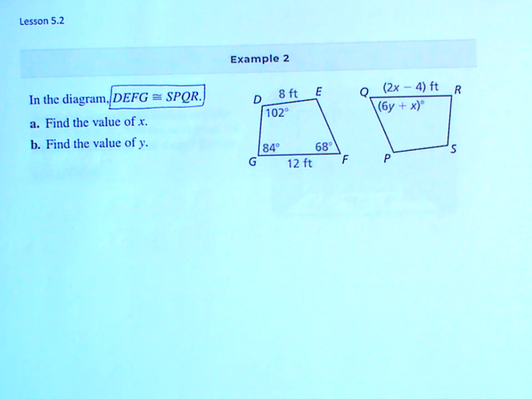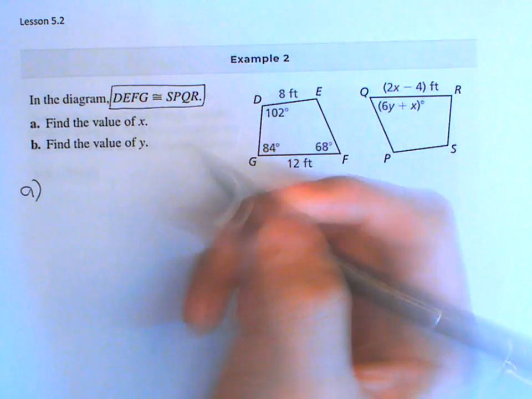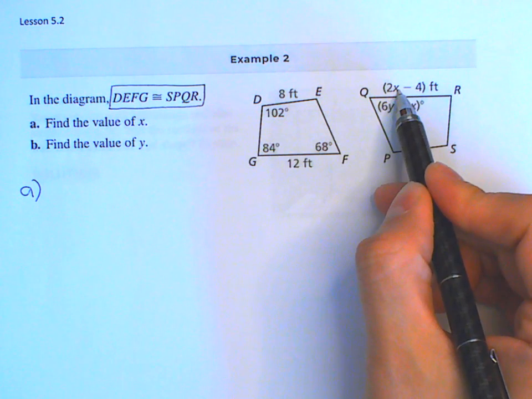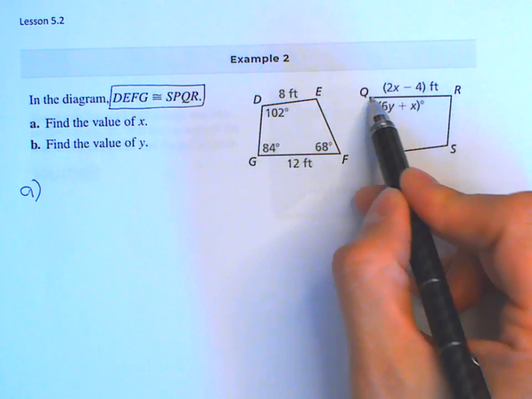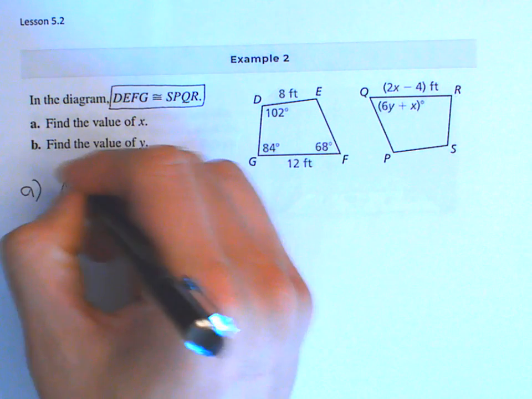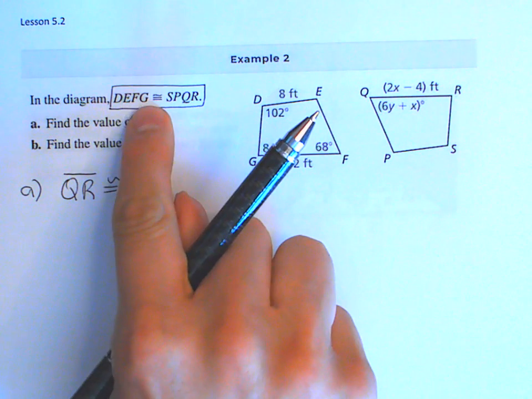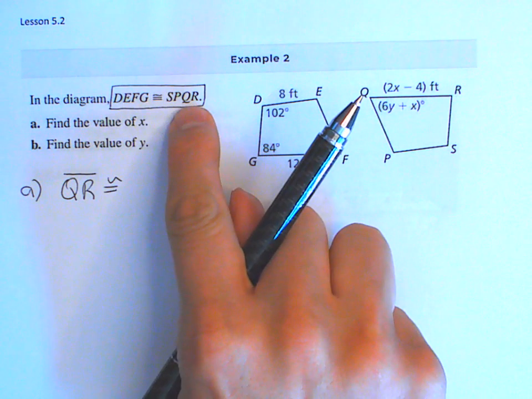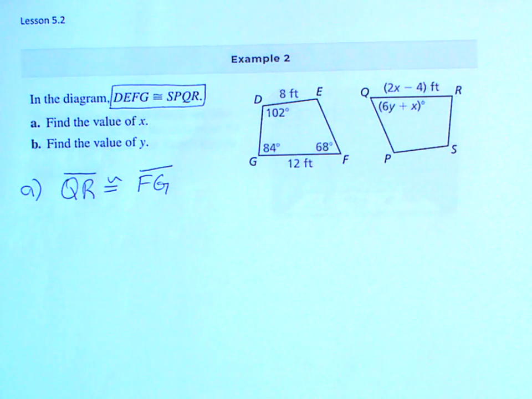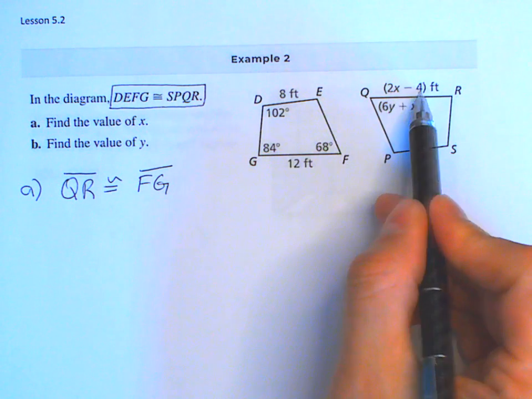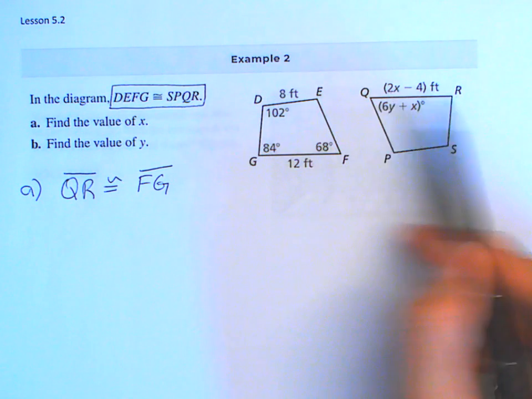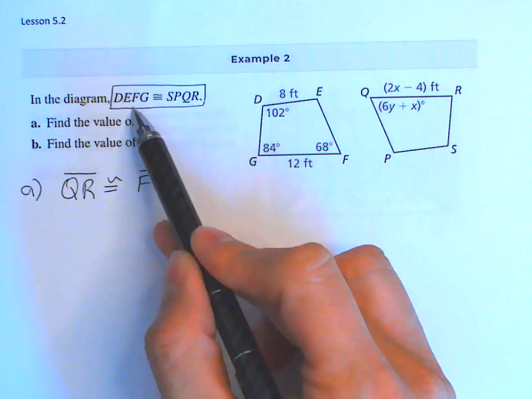Okay, so let's take a look at which one we want to solve first. It says find the value of x. So let's look at A first. So x here is in two different locations. It's in here and it's in here. So I'm going to look at this part right here. So here you have QR. Well, what segment is QR congruent to according to our congruent statement? Okay, QR is congruent to FG. So if you thought of equaling 2x minus 4 to the 8, you would have made a mistake. Always go by this. So here, QR is congruent to FG, which is this one.